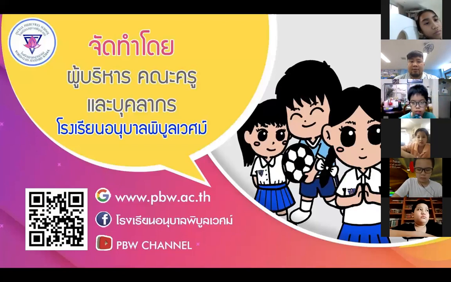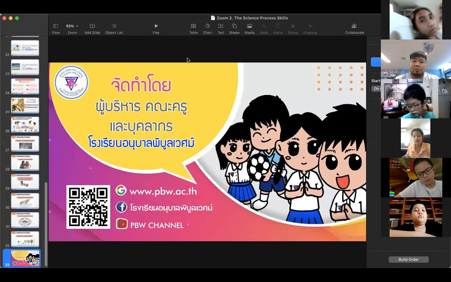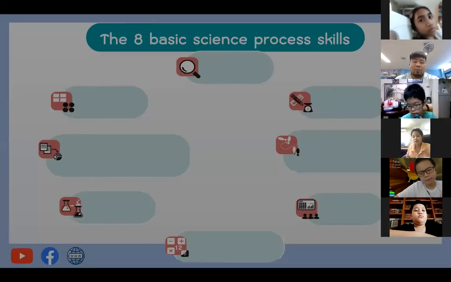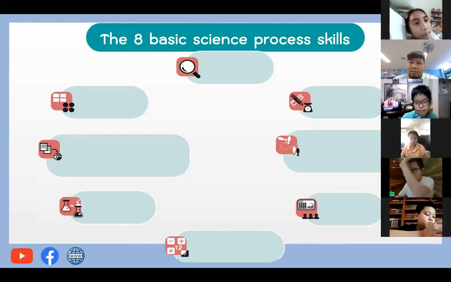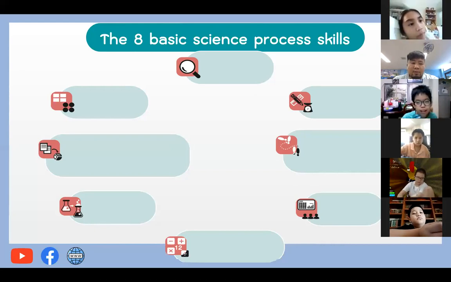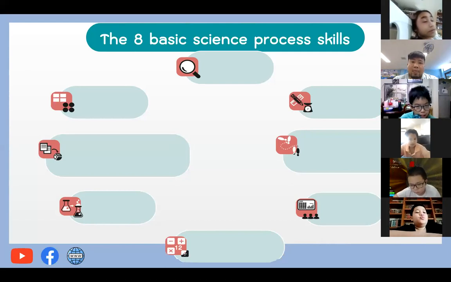Did you understand the lesson or no? And we will go back. What is the first basic science process skill? Number 1. Observing.